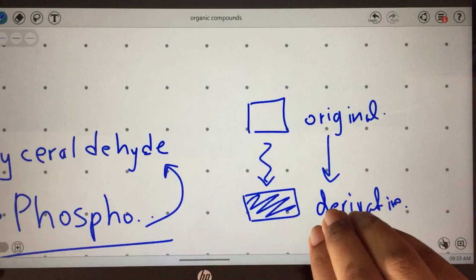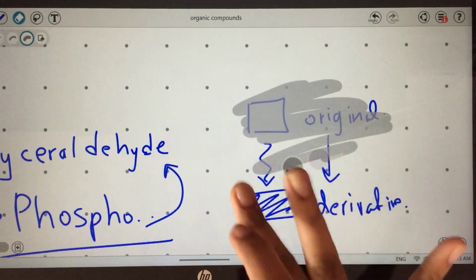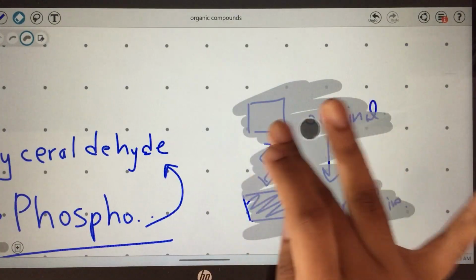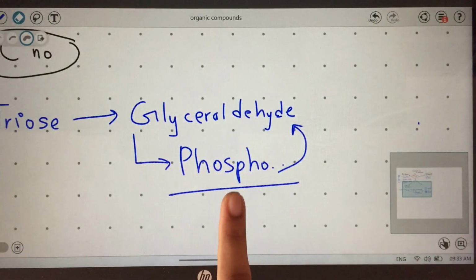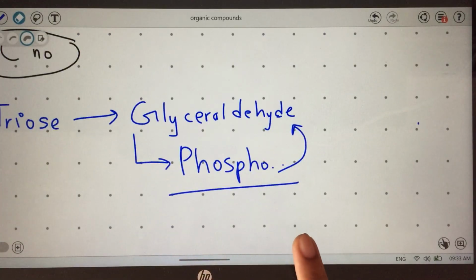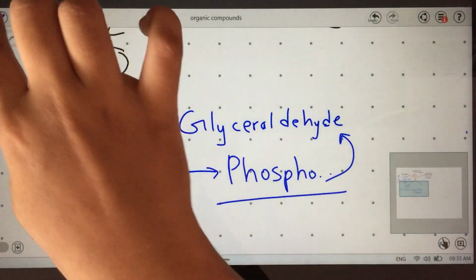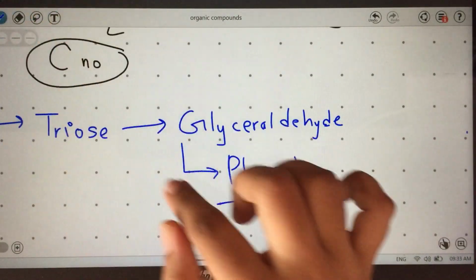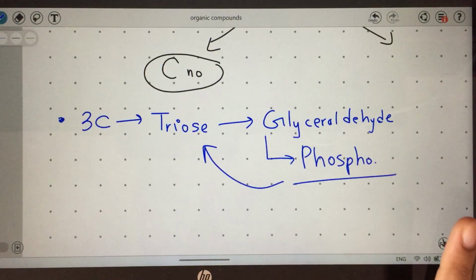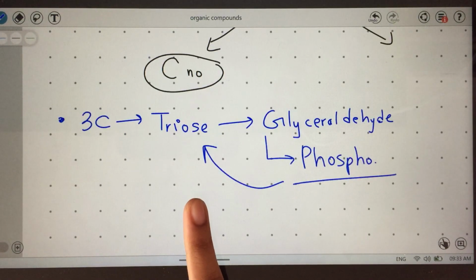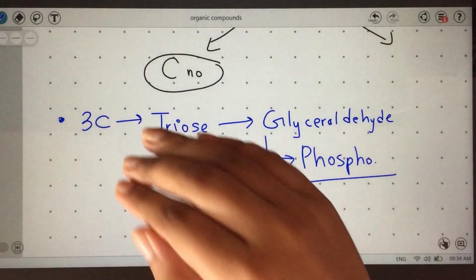Okay, something that is obtained from the original is called what? Derivative. So here phosphoglyceraldehyde is a derivative of what? Triose. Now what is it actually? Now see, when you add phosphor in front of glyceraldehyde, you make phosphoglyceraldehyde. Now what is glyceraldehyde? Glyceraldehyde is a triose. Therefore we say that phosphoglyceraldehyde is a derivative of what? Triose. Okay, so these are the points you have to remember under 3 carbon. 3 carbon is triose, triose examples we have glyceraldehyde and phosphoglyceraldehyde. Phosphoglyceraldehyde is a derivative of triose.